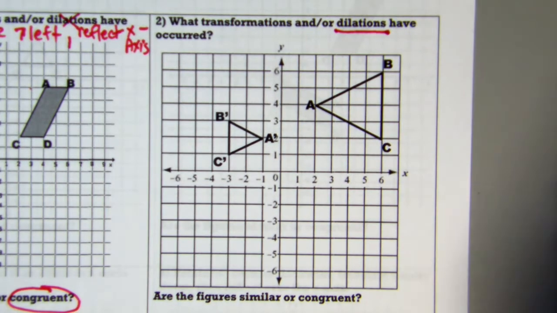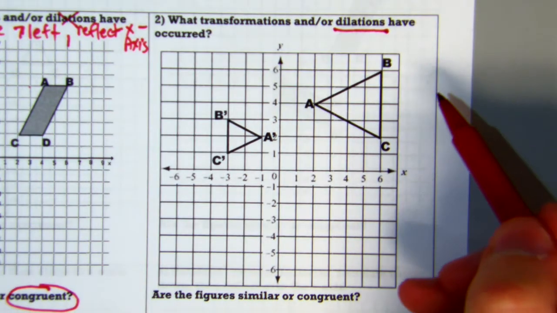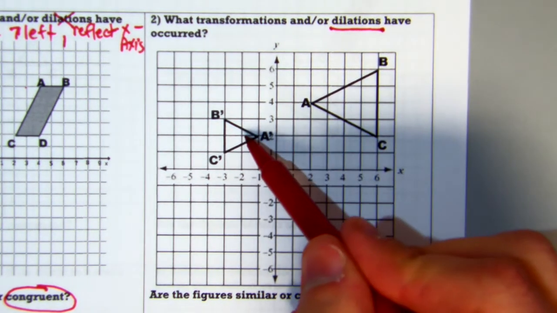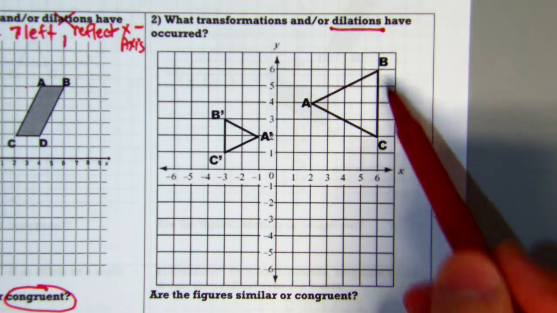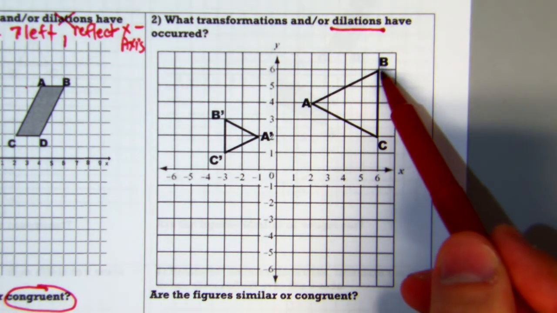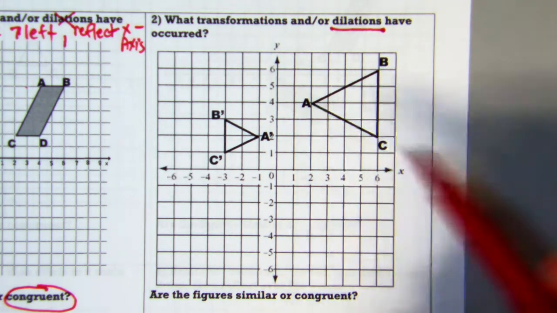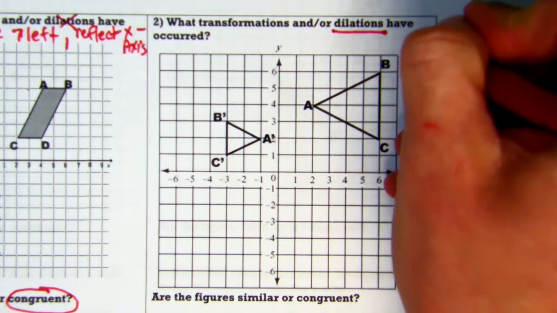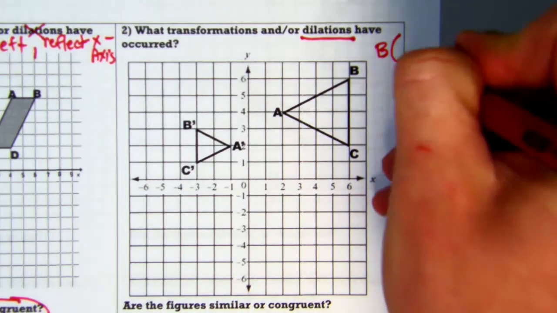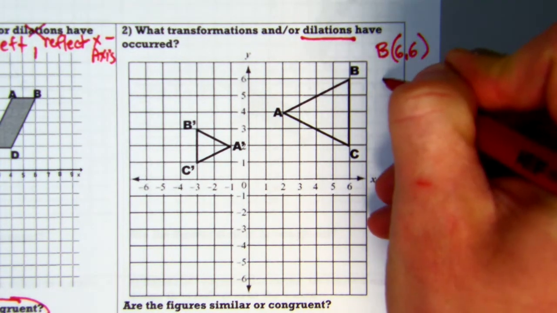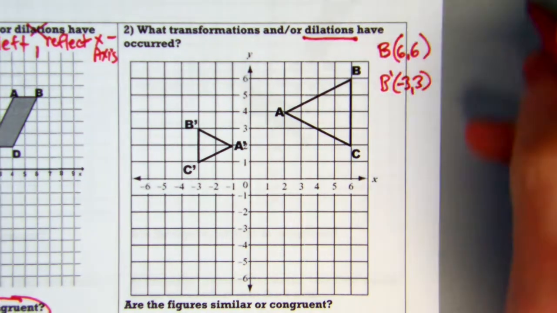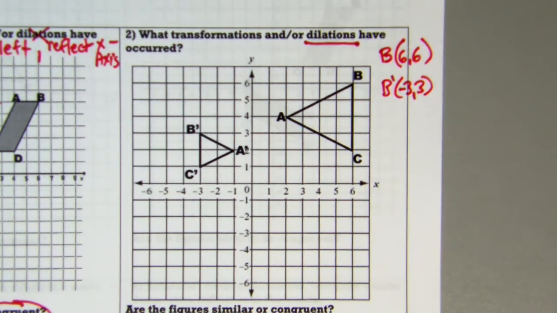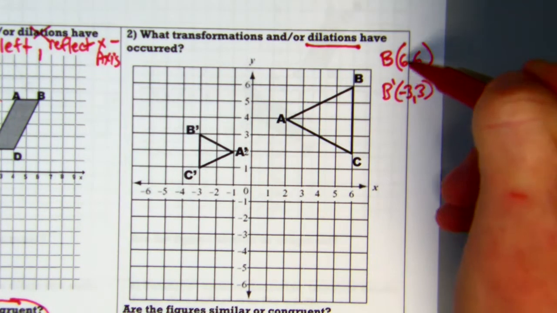If I look at this, to make it this size right here, notice how my B prime is 3, 3. Notice how the pre-image is 6, 6. So if I look at B, I go from 6, 6, and then B prime goes to negative 3, 3. I'm not going to worry about the negatives right now, but what I do notice is that my numbers are cut in half.